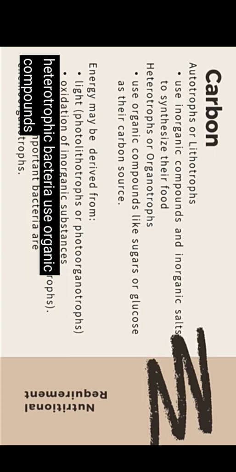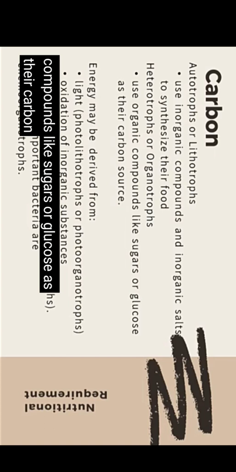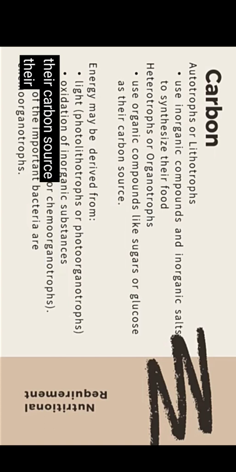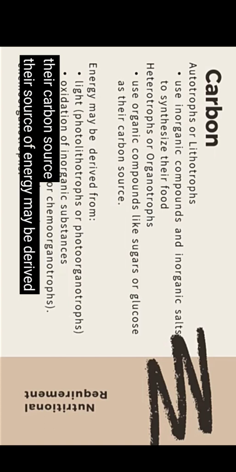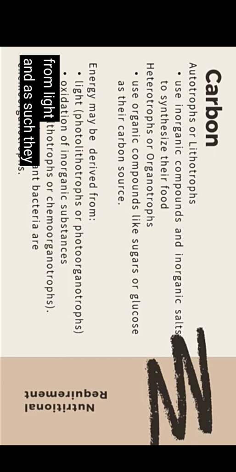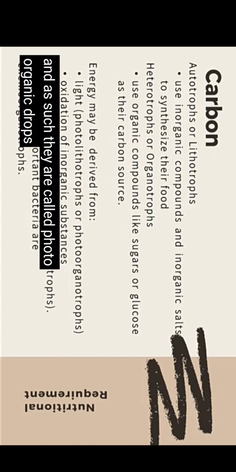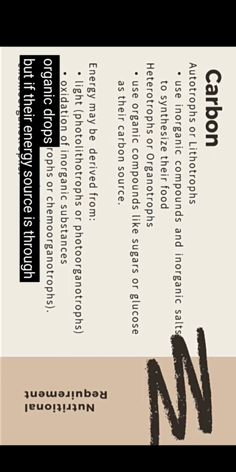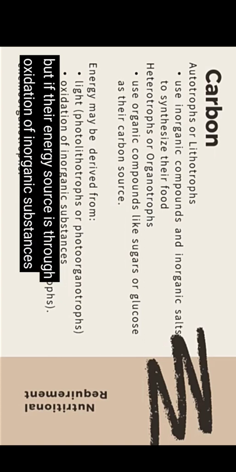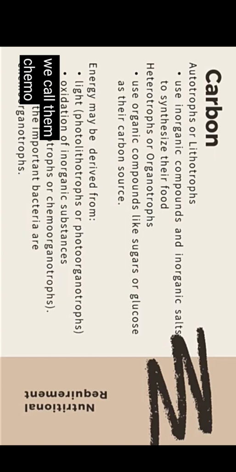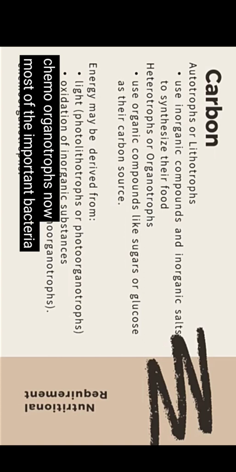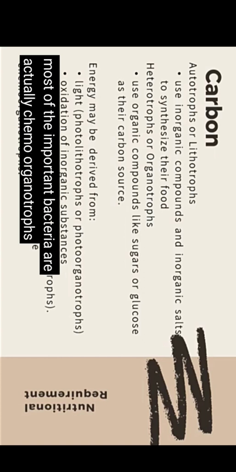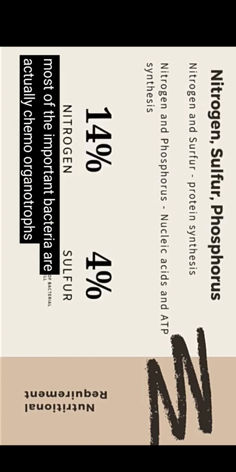Heterotrophic bacteria use organic compounds like sugars or glucose as their carbon source. Their source of energy may be derived from light, and as such they are called photoorganotrophs. But if their energy source is through oxidation of inorganic substances, then we call them chemoorganotrophs. Now, most of the important bacteria are actually chemoorganotrophs.